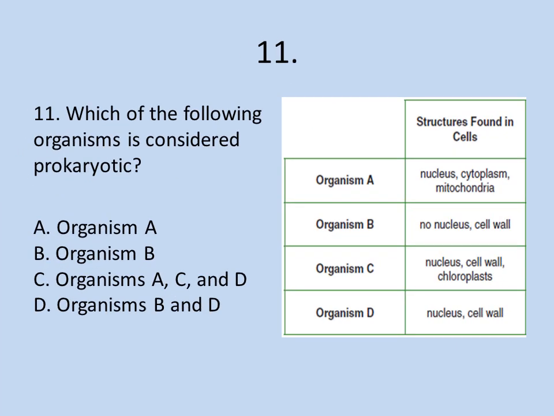Question 11. Which of the following organisms is considered prokaryotic? A. Organism A. B. Organism B. C. Organisms A, C, and D. D. Organisms B and D.